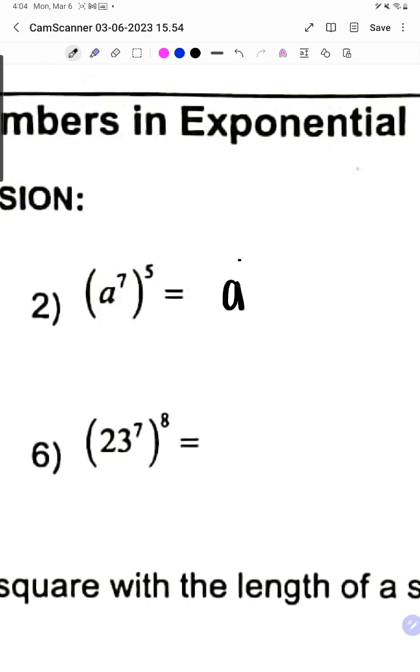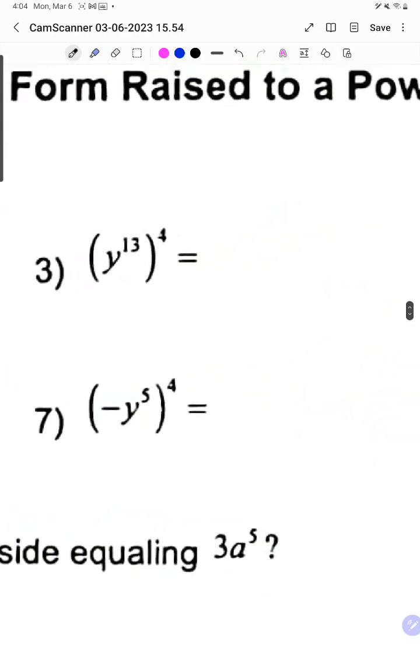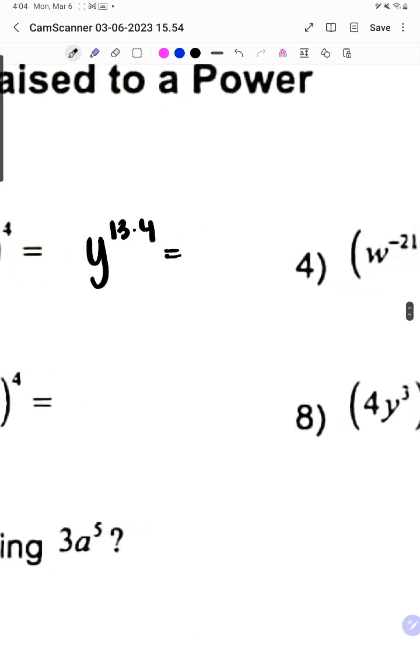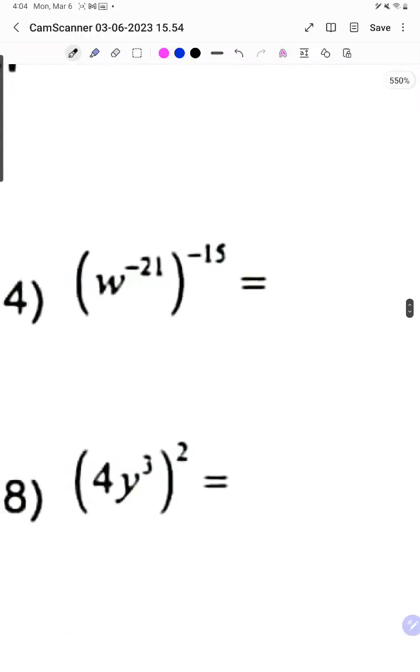All right, we'll have a to the 7th times 5, which is a to the 35th. Answer what you think the answer to number 3 is. All right, so we'll have y to the 13 times 4, and that equals y to the 52nd. Okay, answer what you think number 4 will be.